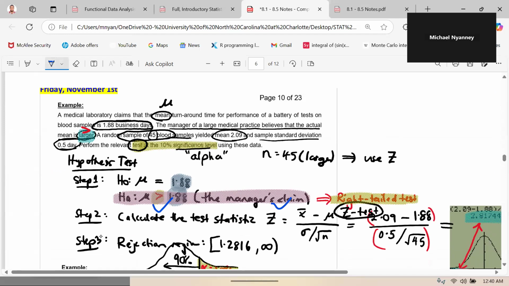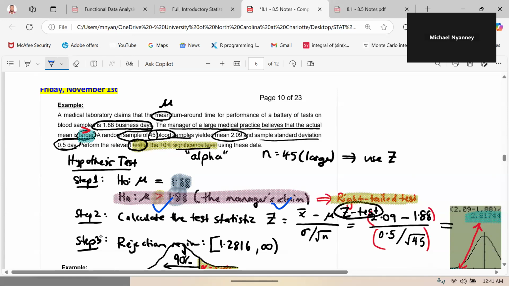Okay, so we are going to what? To the right. Okay, but after everything, we took a random sample of 45. So this will be our n. Our n is what? 45. Yields a mean of what? 2.09. So this will be the x bar that we want.